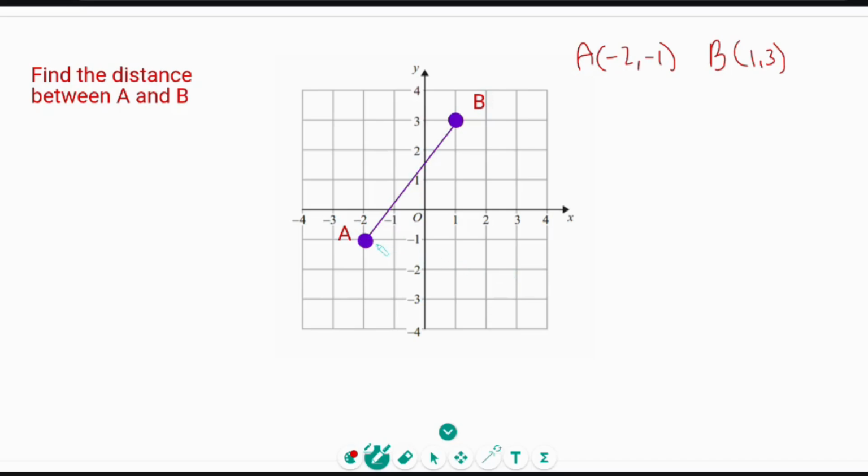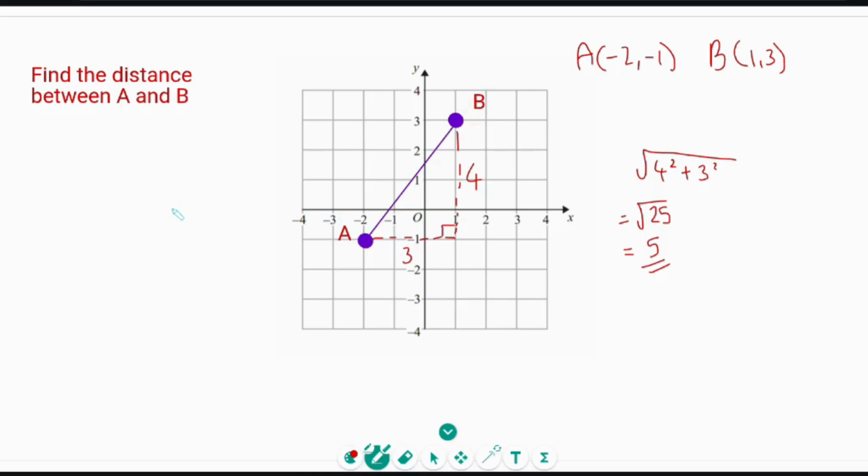Hopefully, you've noticed we can actually create a right angle triangle. If we use Pythagoras to find the hypotenuse, we'd need to work out the square root of 4 squared plus 3 squared, which would give us a length of 5. That's the distance between A and B, the length of that line.